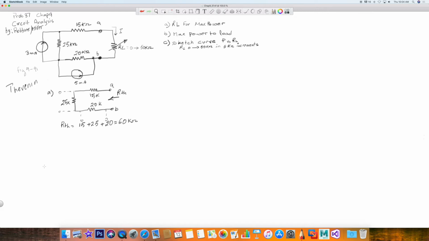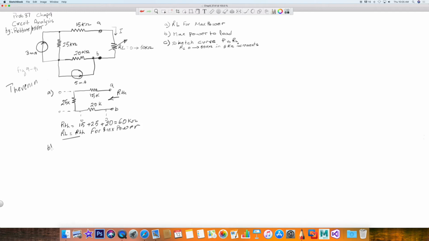All right. So, okay, let's find what is the maximum power. Now that we have this, we know that RL is going to be equal to RTH for that scenario, for max power transfer. Okay, so this is important.